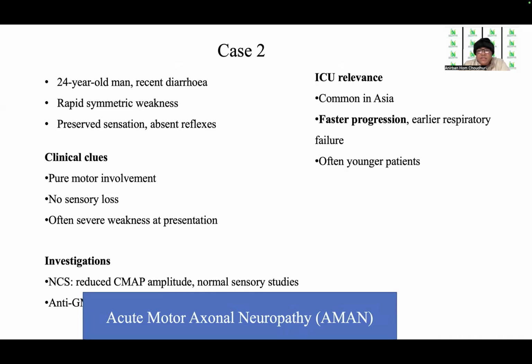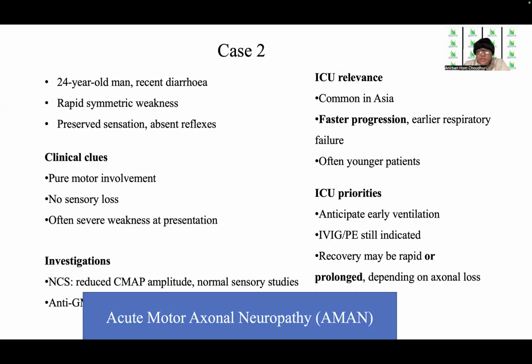The relevance is that it is common in Asia, and it has faster progression with early respiratory failure, and often the patients are younger. So the ICU priorities will differ. Anticipate early ventilation in these patients because the motor paralysis progresses quickly. Again, IVIG or plasma exchange is indicated. The recovery may be rapid or prolonged depending upon the axonal loss, which may be variable from patient to patient.